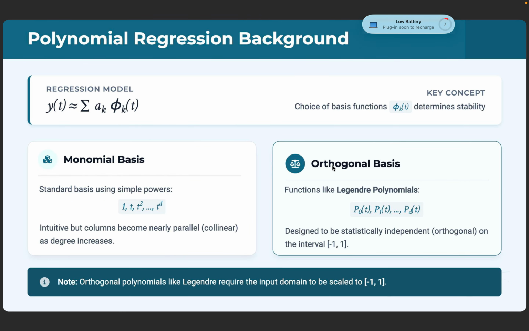In this slide, we will talk about the polynomial regression background. In polynomial regression, the function is expressed as a linear combination of basis functions. The standard monomial basis uses simple powers like 1, t, t squared. However, orthogonal bases such as Legendre polynomials are designed to be independent on the interval minus 1 to 1. Although both represent the same function space, their numerical properties differ.